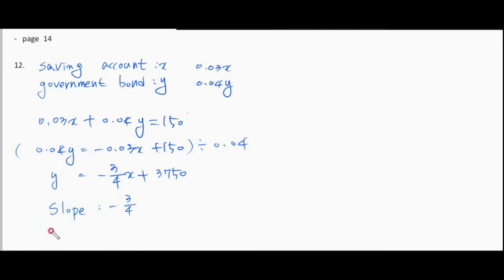So we should find the slope, x-intercept, and y-intercept for this. First, the slope is minus 3 over 4. The y-intercept is 3,750. And the x-intercept: 3 over 4 x equals 3,750, so it will be 5,000.